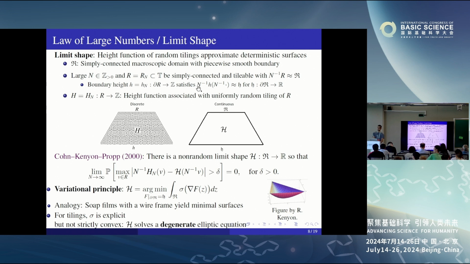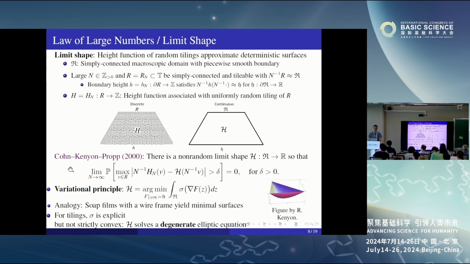So the precise statement is that if I scale down this boundary height function by n, then it will converge to a boundary height function on my continuum domain that I'm denoting by this mathfrak R. Okay, and we'll let h or h sub n be a height function associated with a uniformly random tiling of this tileable domain R. So we're picking a random tiling of this domain here. We're going to let h be the height function associated with it. And the question is, what does this h behave like as n tends to infinity?